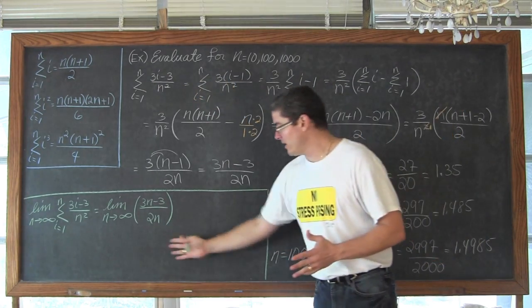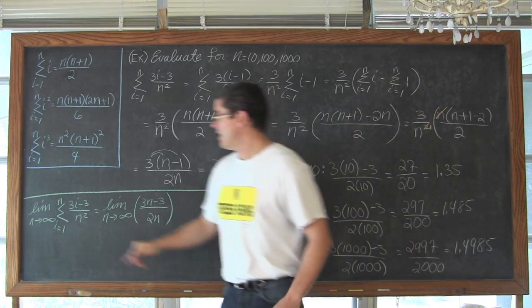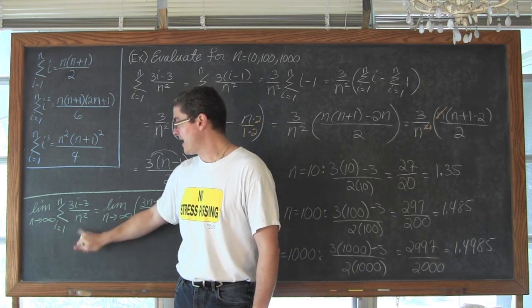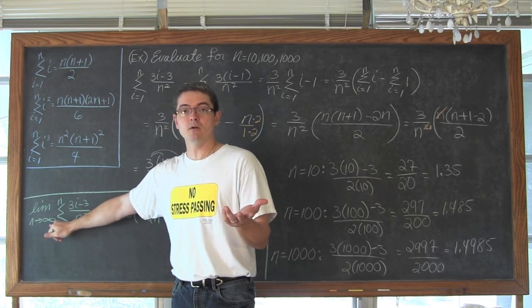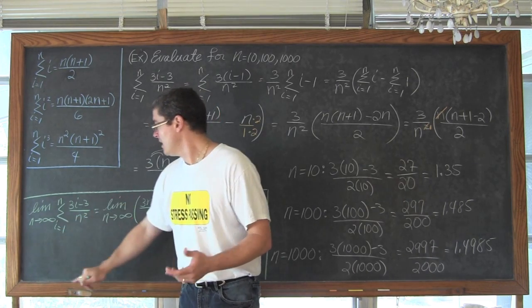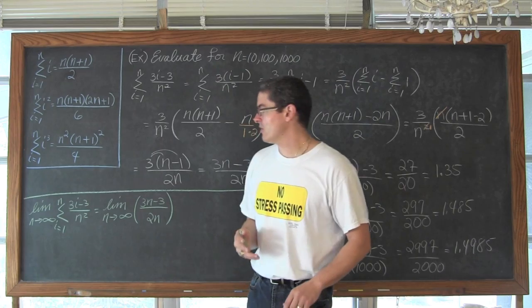So what I've done here in green, I didn't think I was going to have enough room, but I do. I've reworded the question now, and I'm going to let n approach infinity right off the bat. That's going to be the problem: evaluate the infinite sum for 3i minus 3 over n squared.